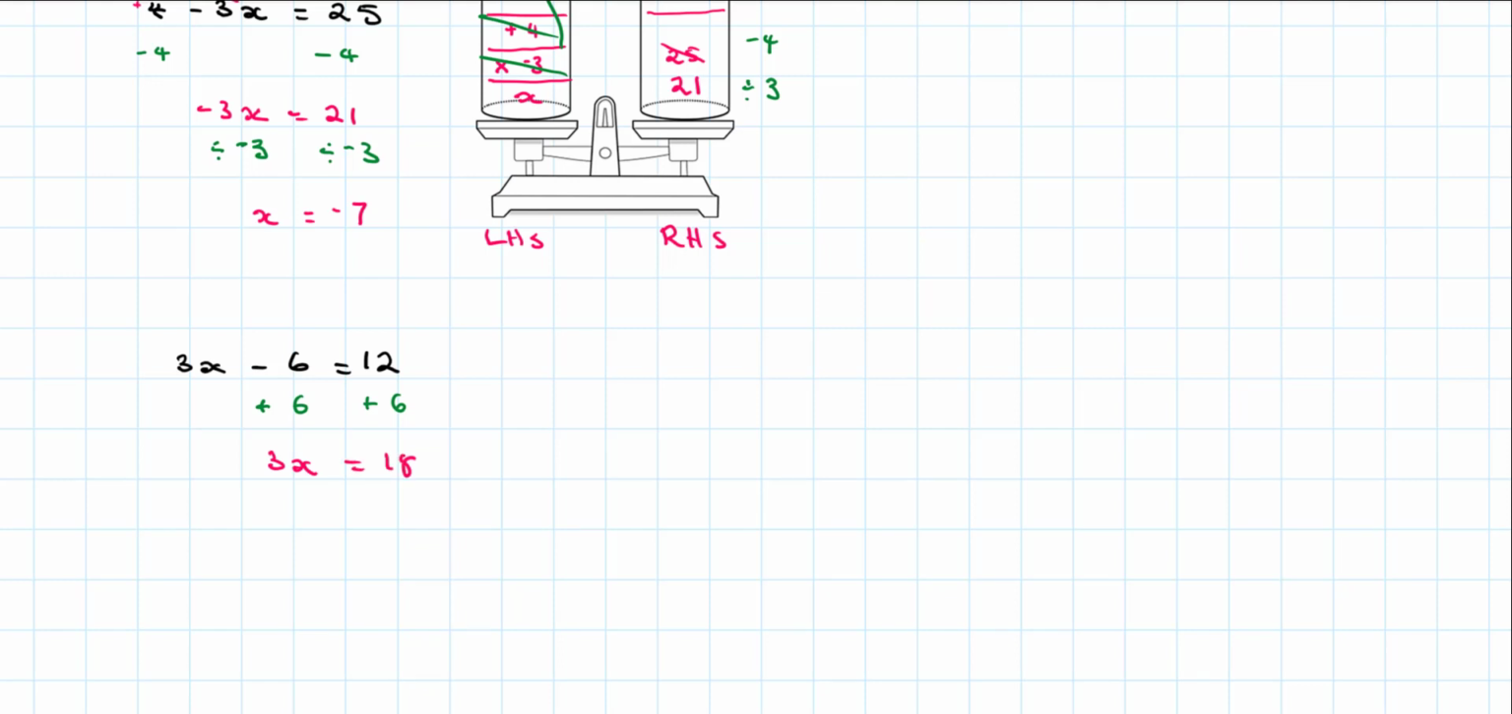And then the next thing to do is divide both sides by 3. Now, if that was a little bit too tricky to follow, draw yourself the cylinders, follow the process, and see if you end up with the same result. 18 divided by 3 gives me 6.